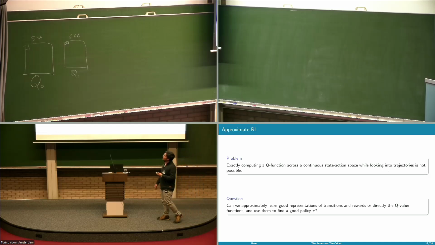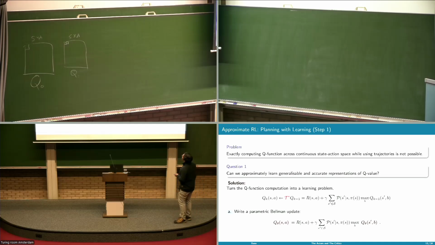So we divide this question into three questions. First one is, can we approximately learn a generalizable and accurate representation of Q values? First, let's look into this. Can we find good representations of Q values and how? So the first thing, you have seen that the Q function computation was what? It was applying on Q_{k-1} the optimal Bellman operator, right? So we wanted to apply on Q_{k-1} the optimal Bellman operator to get a Q_k. That was your principle that we learned from dynamic programming, or from Bellman himself, the Bellman equation.